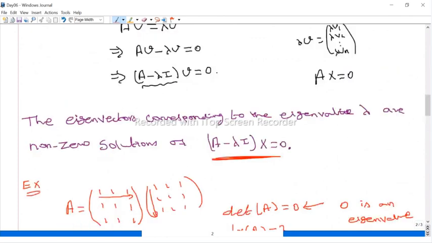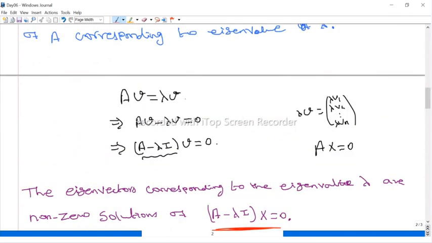Otherwise, you can say a non-zero V satisfying the equation AV equal to lambda V, then we say V is an eigenvector corresponding to the eigenvalue lambda. Equivalently, the eigenvectors of A corresponding to lambda are nothing but the non-zero solutions of the system, because eigenvectors are always non-zero. Keep in mind, that is very, very important.